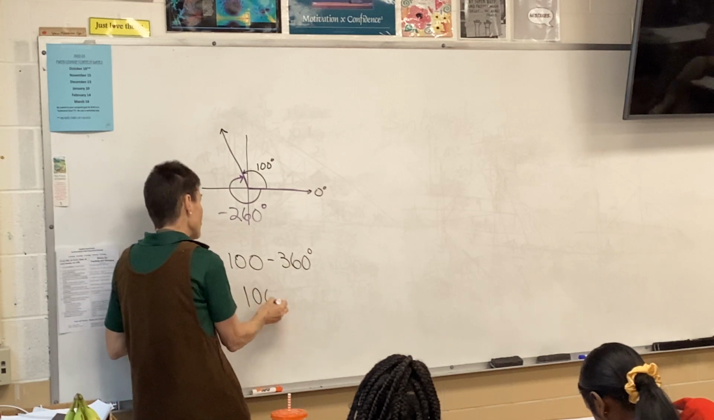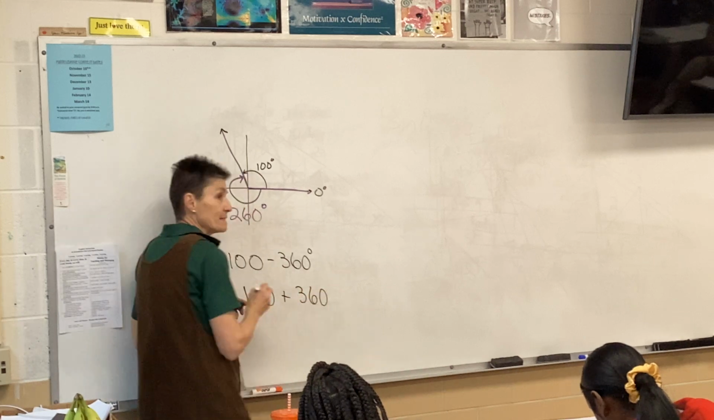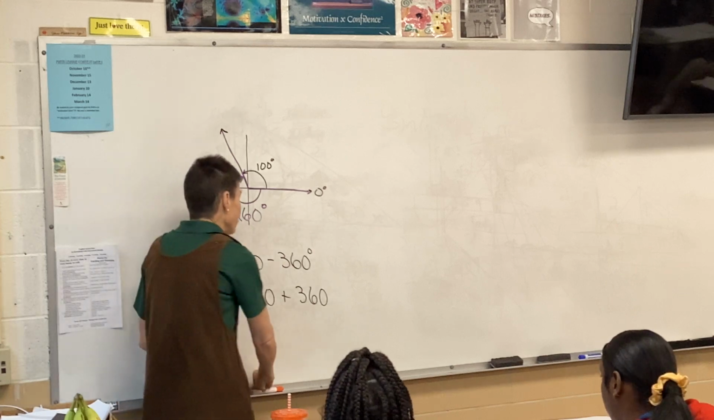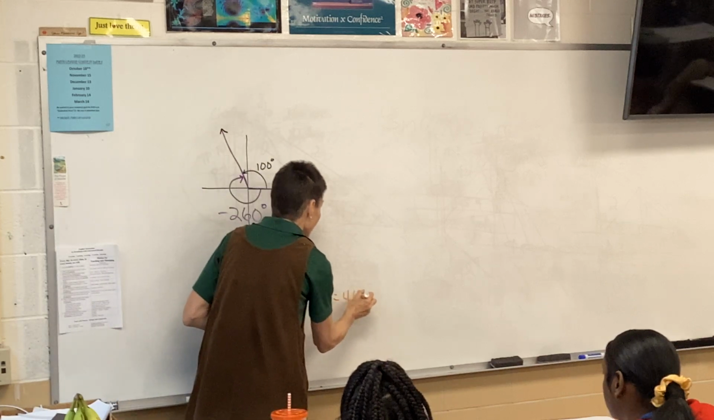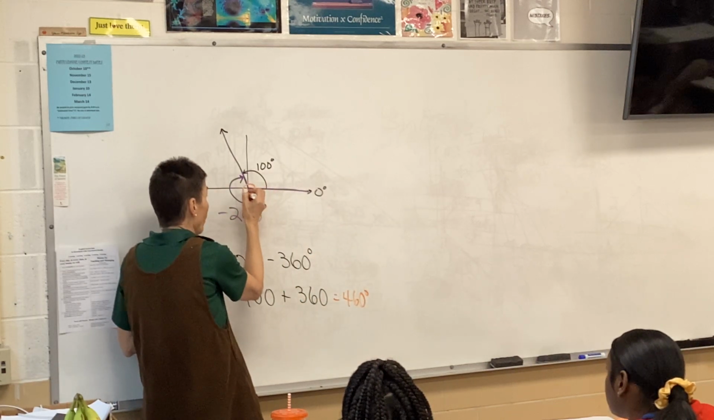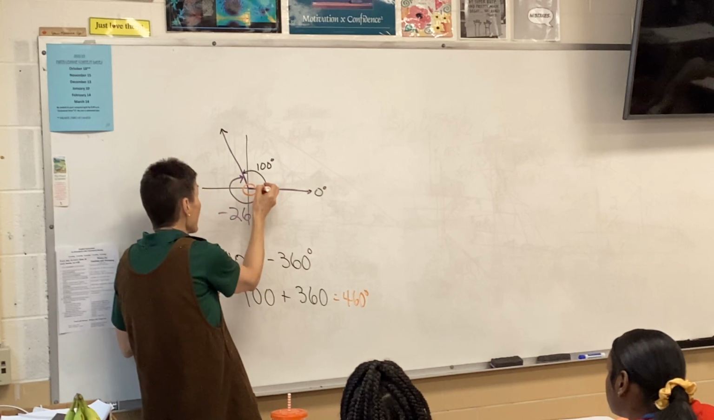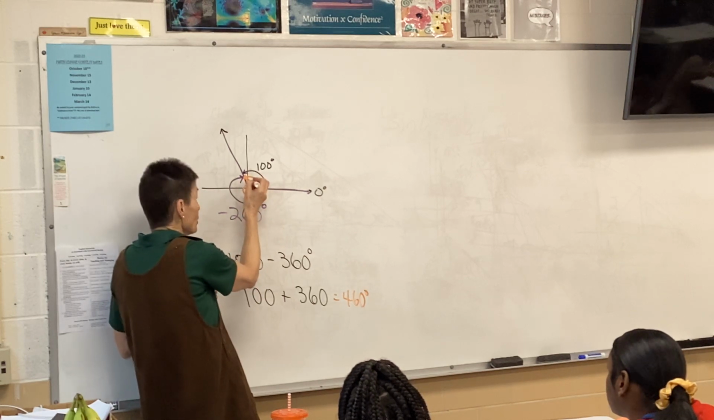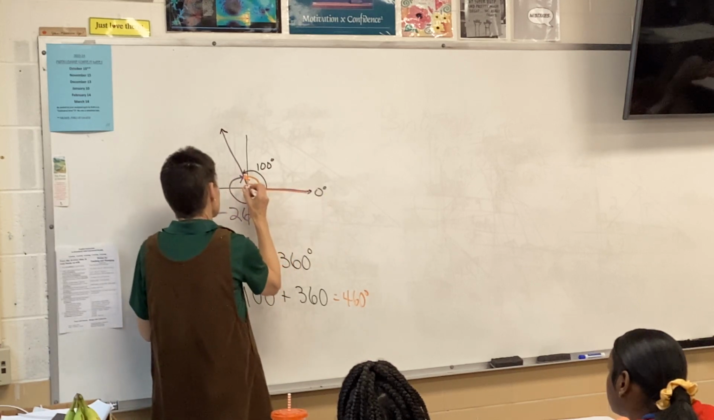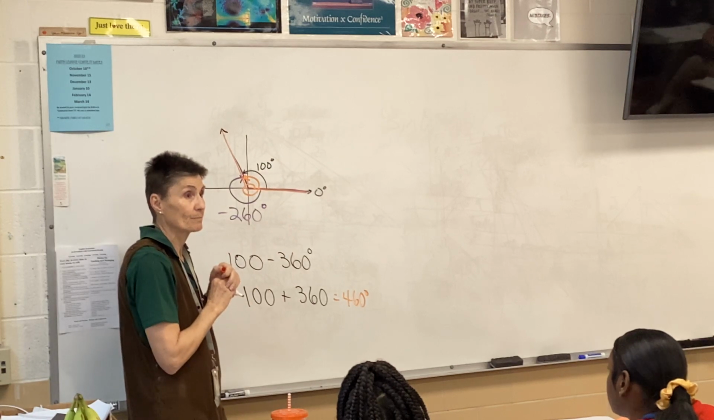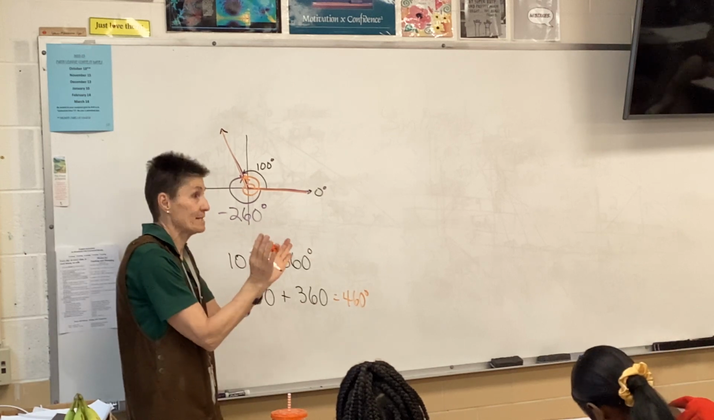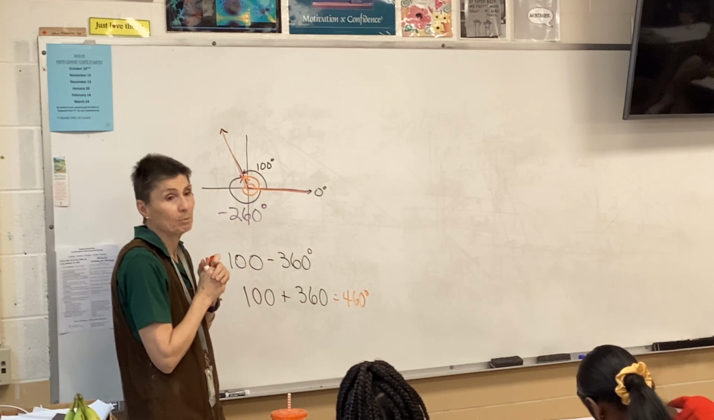What if I took my 100 and added 360? What would that give me? And what would 460 look like? If I graphed 460 degrees, what would that look like? Well, wouldn't it go all the way around? And then 100 more? So doesn't the orange angle also start and stop in the same place? Those are called coterminal angles. They have the same sides. They start and stop in the same place.